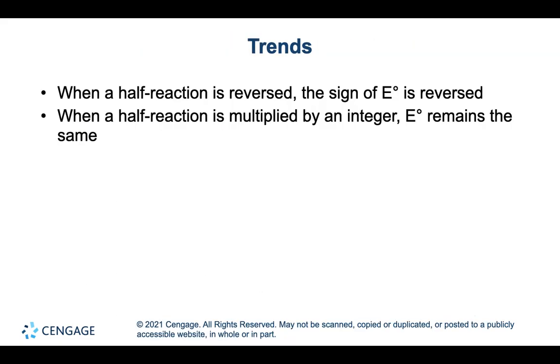So when a half reaction is reversed, the sign of E0 is reversed or made opposite. But when you multiply to double or triple the reaction to get the right number of electrons, you do not change E0. So the only change we do to E0 is we subtract the oxidation number instead of add it.